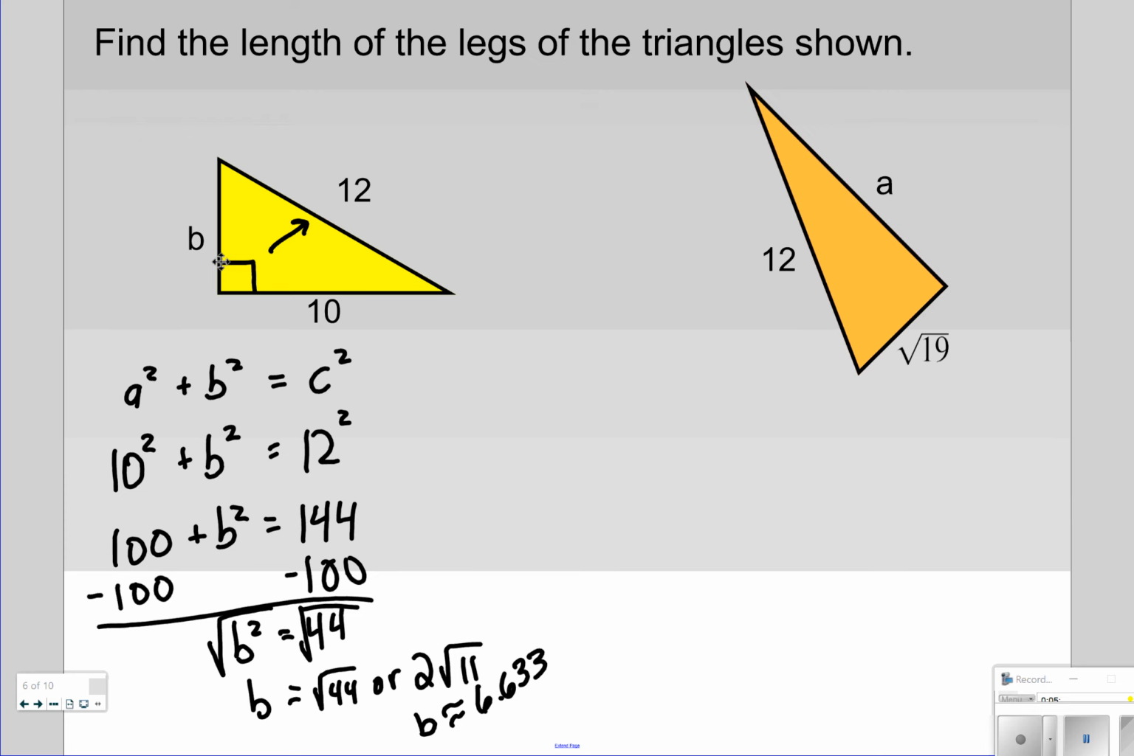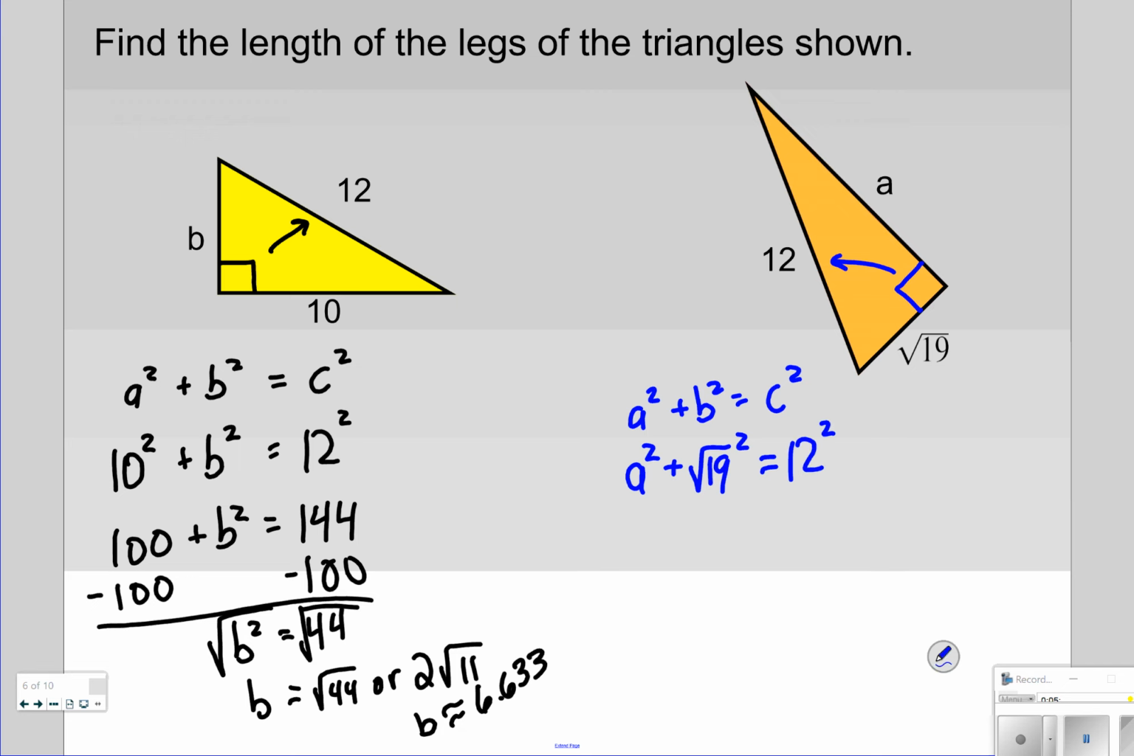For our final example, we'll look at this orange triangle. And for the orange triangle, we notice that though it's slanted, our right angle is in this corner here, which means that our hypotenuse is again 12. So we'll use the Pythagorean theorem, a squared plus b squared equals c squared. We'll plug our legs in. A is one of my legs. Another leg that I have is the square root of 19, so that gets squared. And my hypotenuse is 12, so that gets squared.